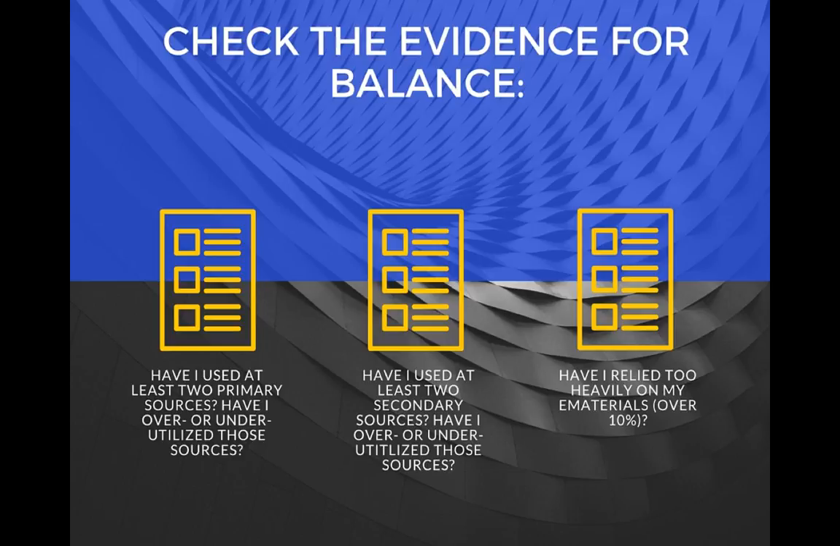Next, you want to ask, have I relied too heavily on my e-materials? Remember that your e-materials should only amount to 10% of the citations that are used within your paper. They shouldn't go over that. They should be used sparingly, and particularly in the evidence section, you probably don't want to rely on those whatsoever. It may appear briefly within your trends or your description, but otherwise, be careful not to overly use those e-materials.